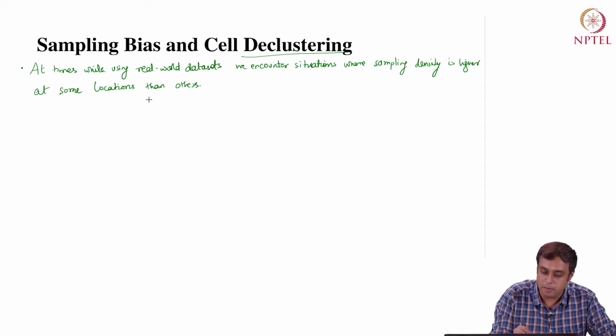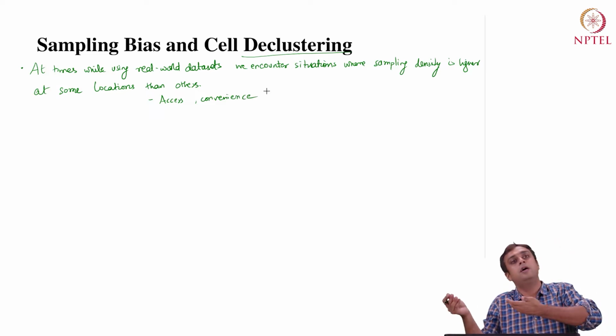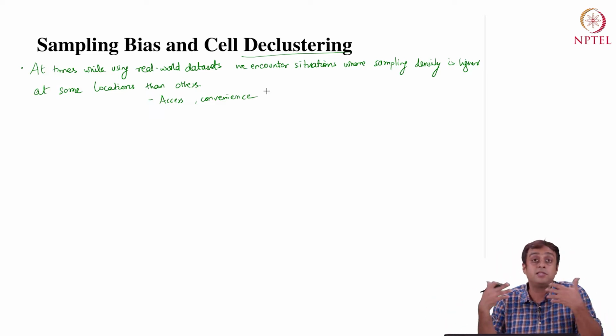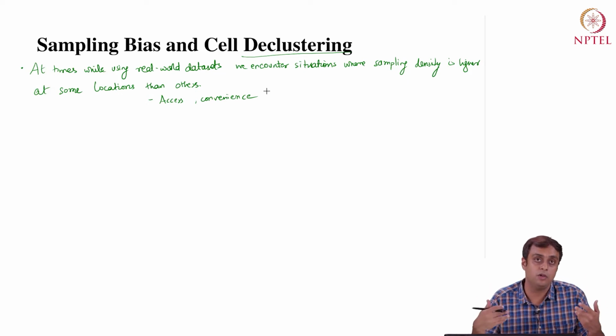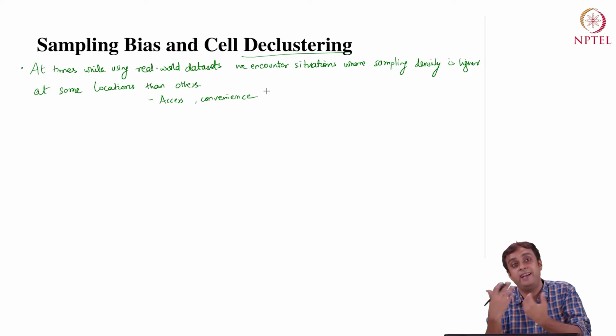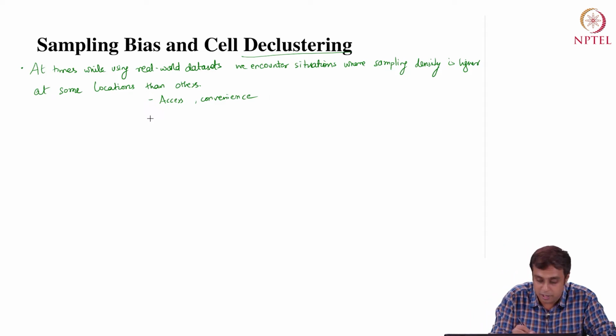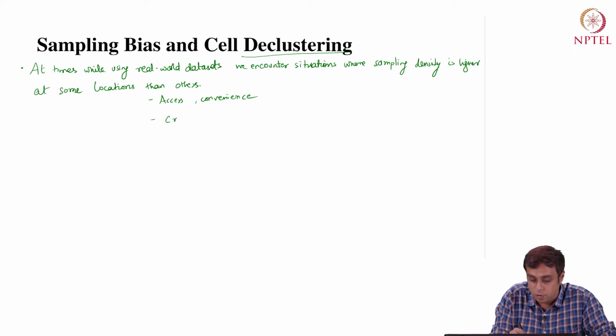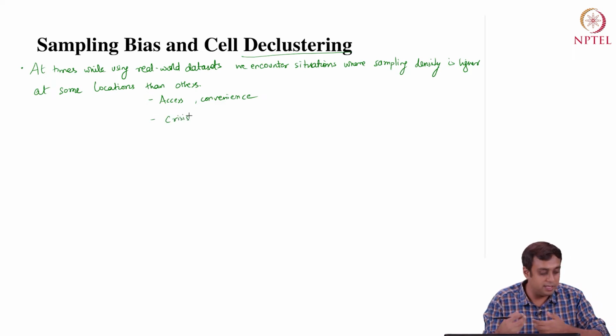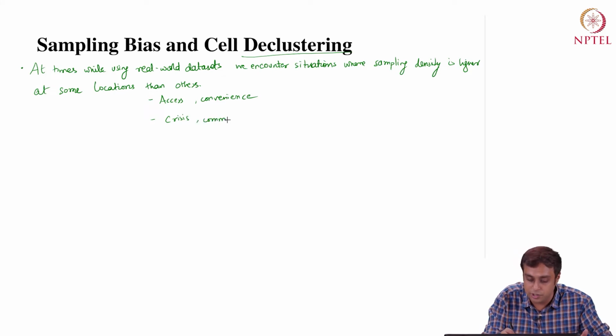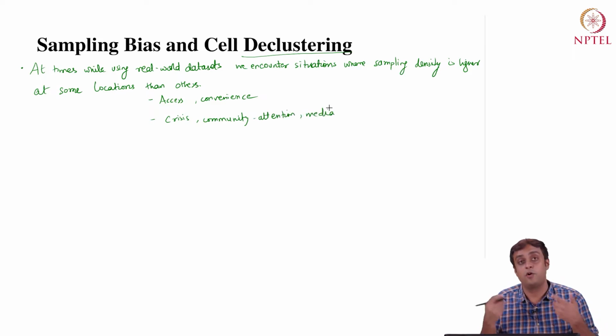Okay, and of course, there may be multiple reasons. I mean, the reason could be access or convenience, right? Just because it's convenient for me, I can sample that required location. As a researcher, so it's a subjective sort of bias might enter through the person who is sampling data, right? So there could be this kind of a bias. There could be, in case of groundwater, things like crisis, community attention, and even media can drive sampling of groundwater levels, right?